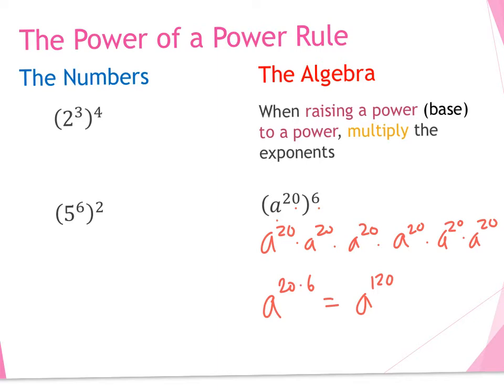So let's look at some other numbers here. We have 2 to the 3rd to the 4th power, which would give me 2 to the 3 times 4, which would end up giving me 2 to the 12th. And then here, the same kind of idea, 5 to the 6 times 2, which would also give me 5 to the 12th. So the idea there is that when we have a power to a power, we're just going to multiply the exponents together.